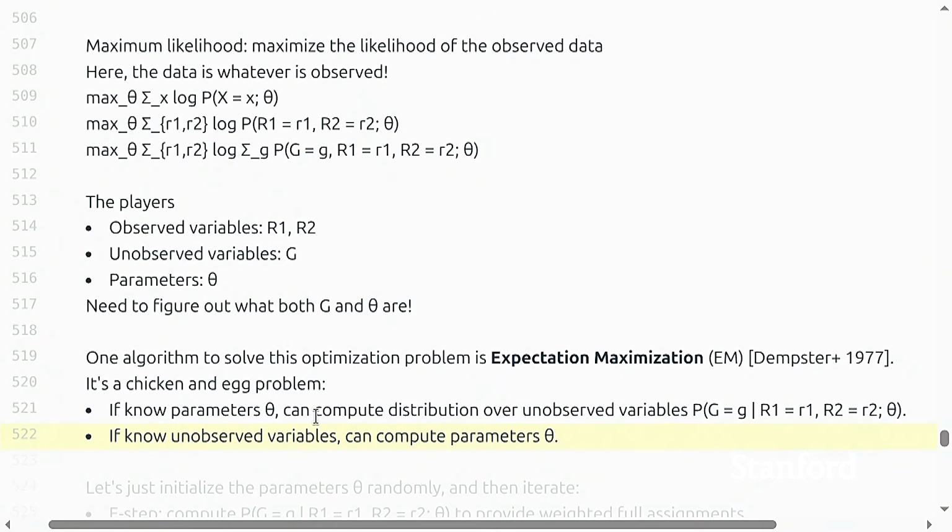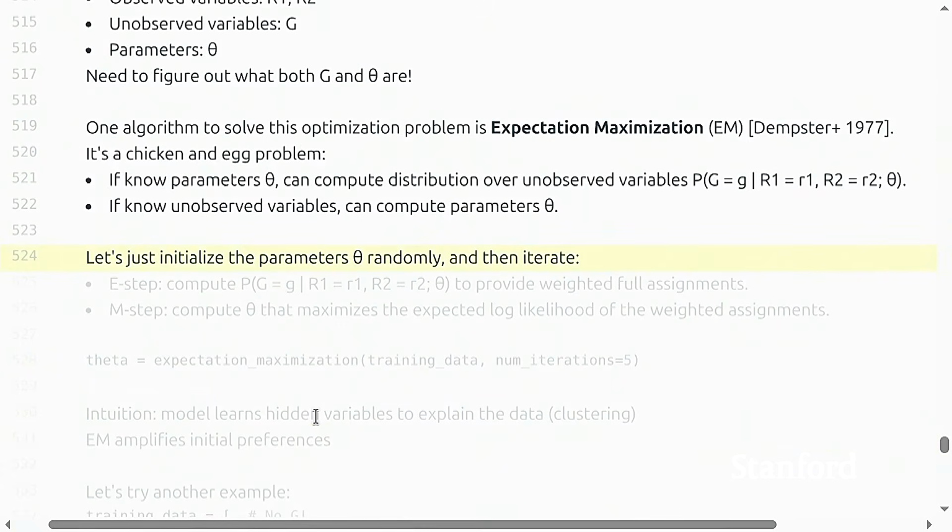So whenever you have a chicken and egg problem, what you typically do is you just bootstrap up, right? You just initialize the parameters randomly, and then you're going to iterate. And the EM algorithm consists of two steps. The E step, where you guess what the unobserved variables are. And by guessing, I mean more formally, computing the distribution over all possible values that the hidden variable could take on, P of G.